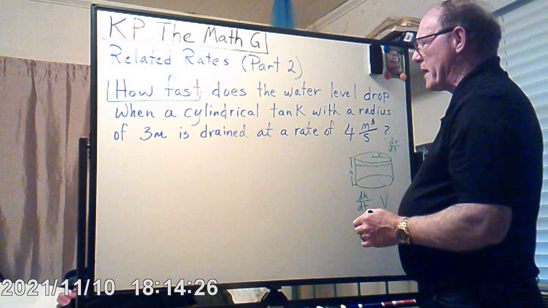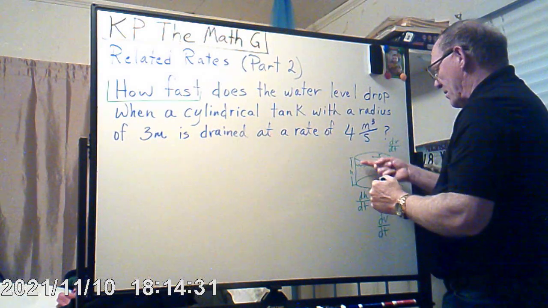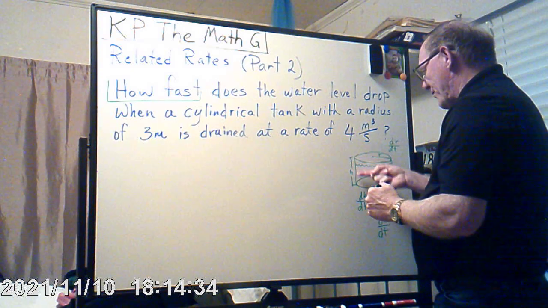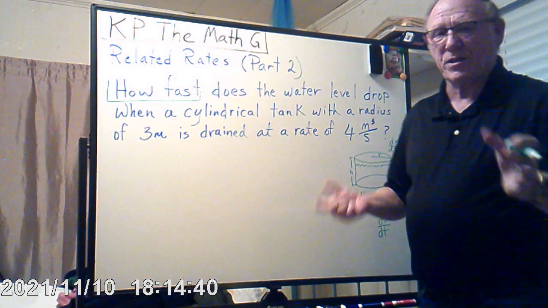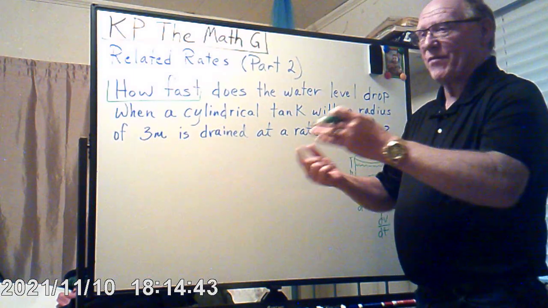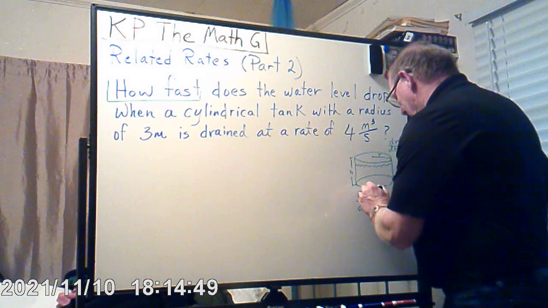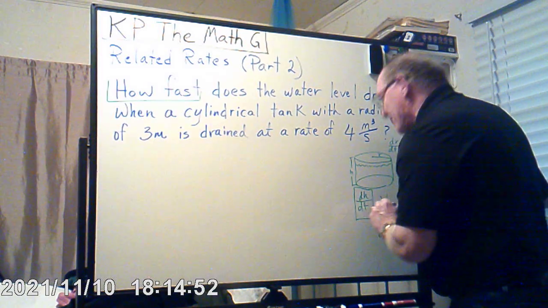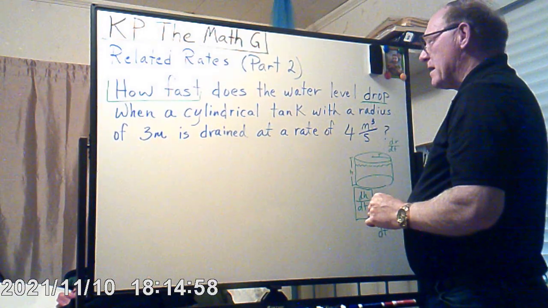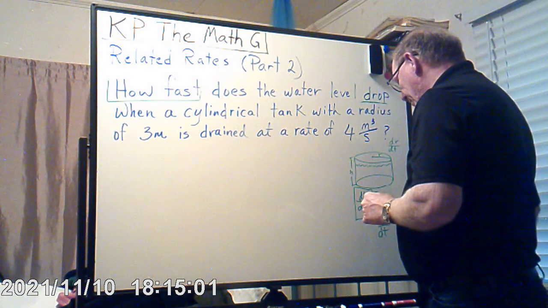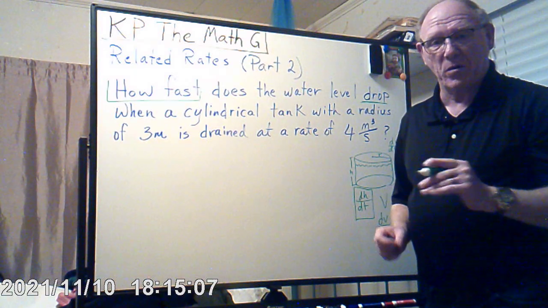Okay, so it's asking how fast does the water level drop? The water level is dropping. What is that affecting? Is that affecting the radius, or is that affecting the height? You've got to ask yourself every time, what is being affected here? In this particular case, the height is being affected. So this is what the question is asking for: how fast does the water level drop? That would be dh over dt. That's what we're looking for in this problem.